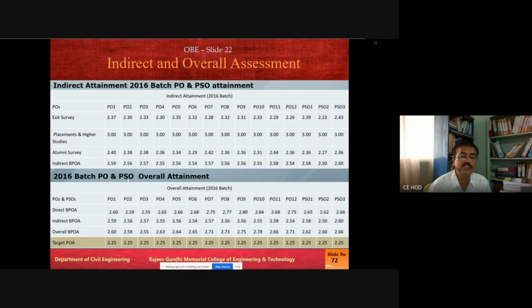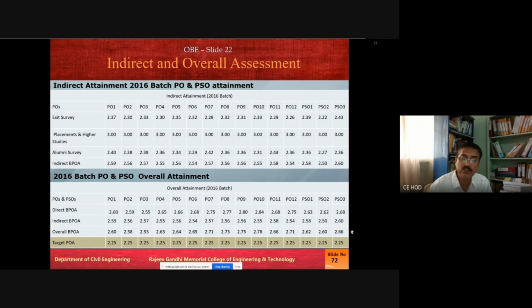And here is the 2016 batch overall attainment. In overall attainment, direct attainment will come and indirect attainment will come. The overall attainment for PO1 is 2.6, and like that PO2 is 2.58. We have put a target of 75% on a scale of 3 as the target level we have fixed, that is 2.25. For almost all the POs it has increased for the batch.